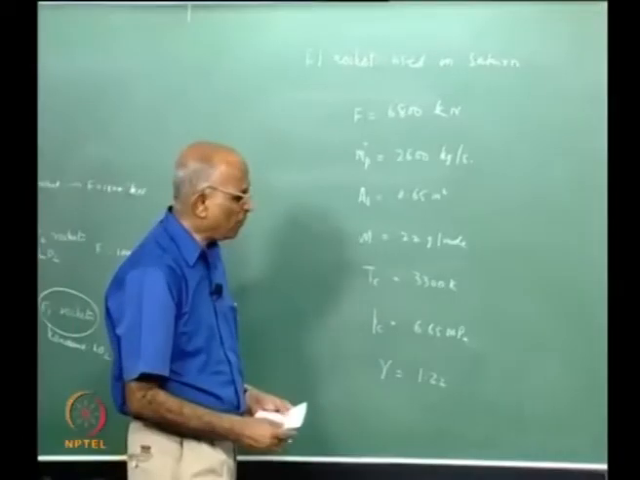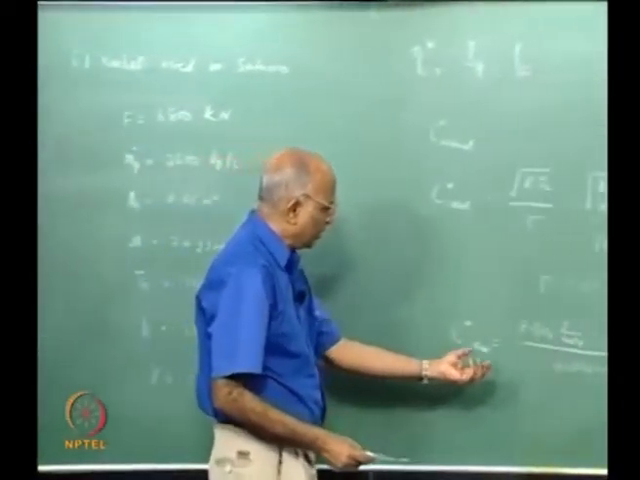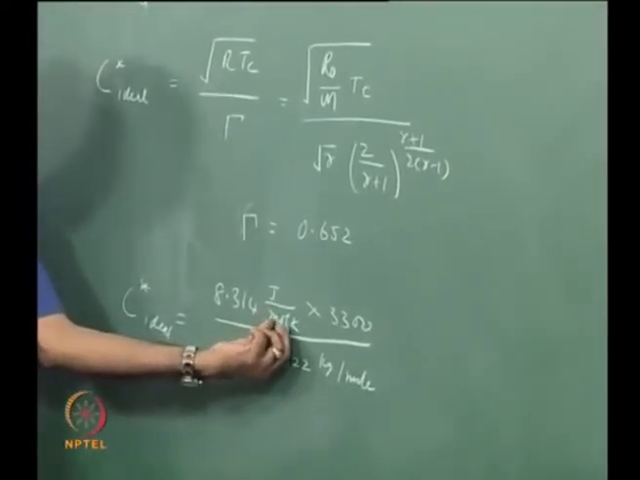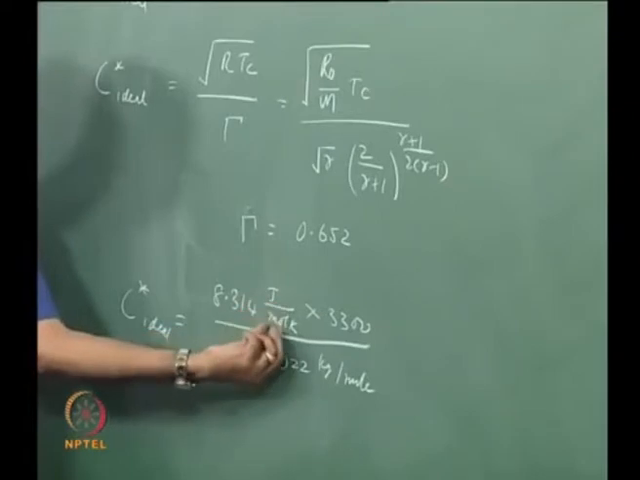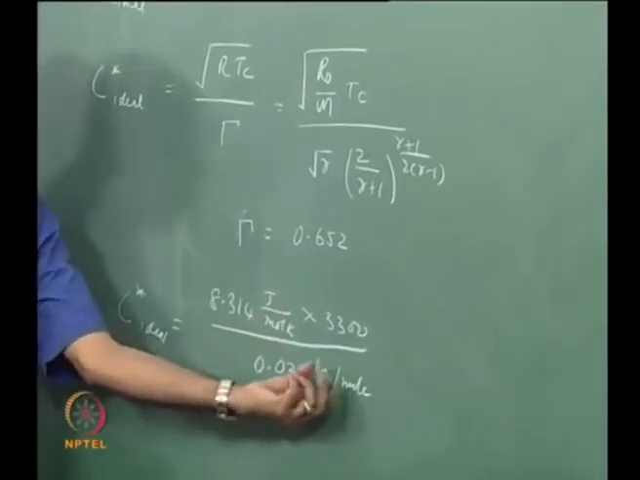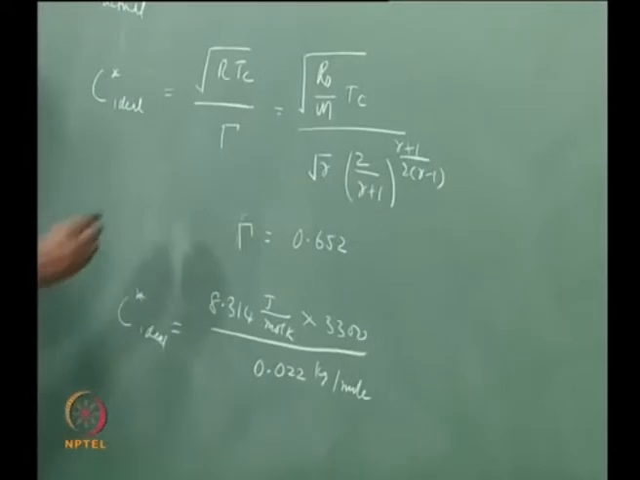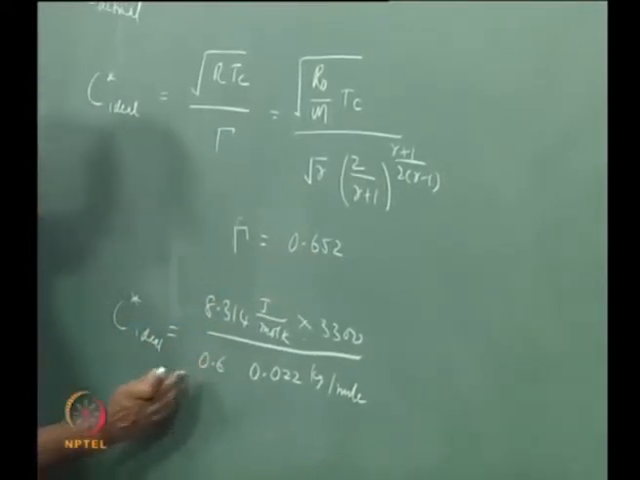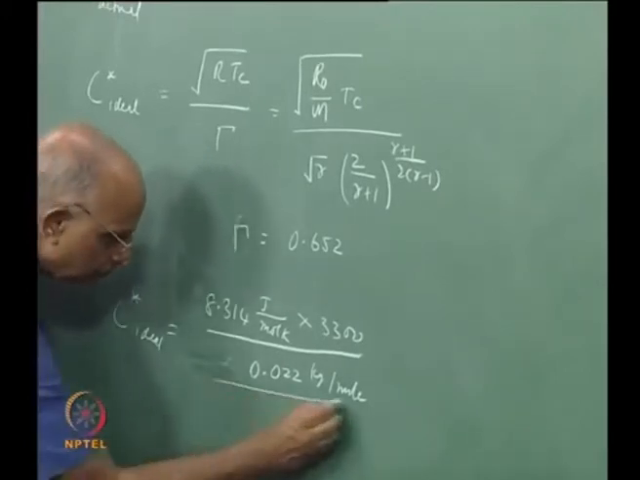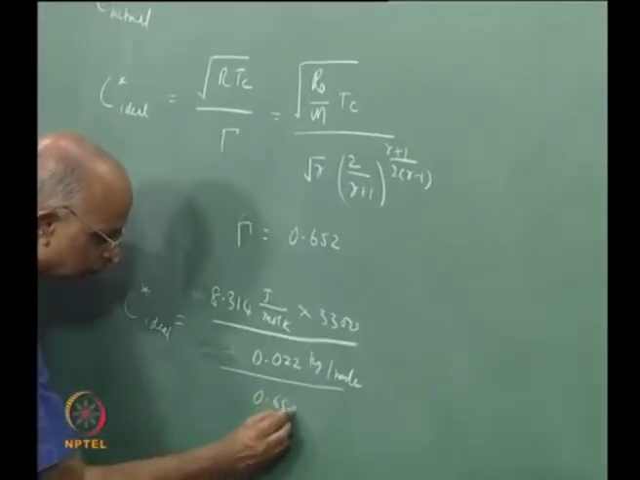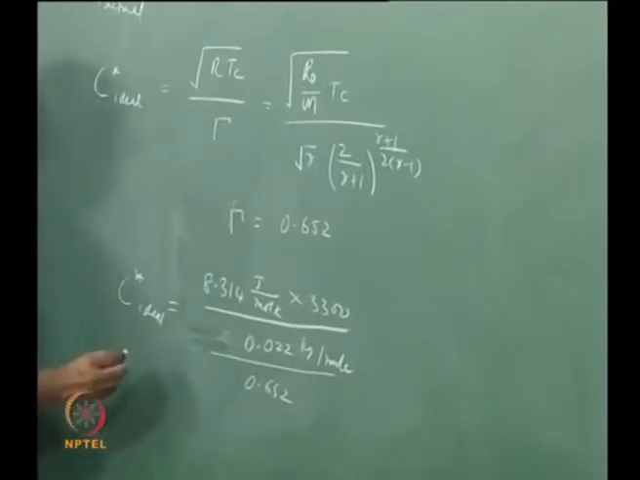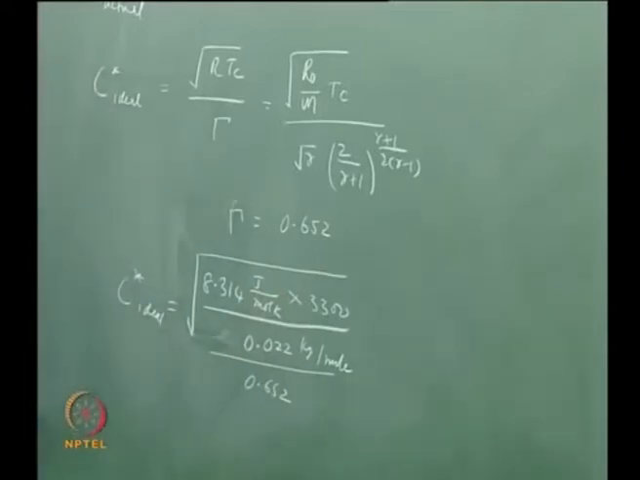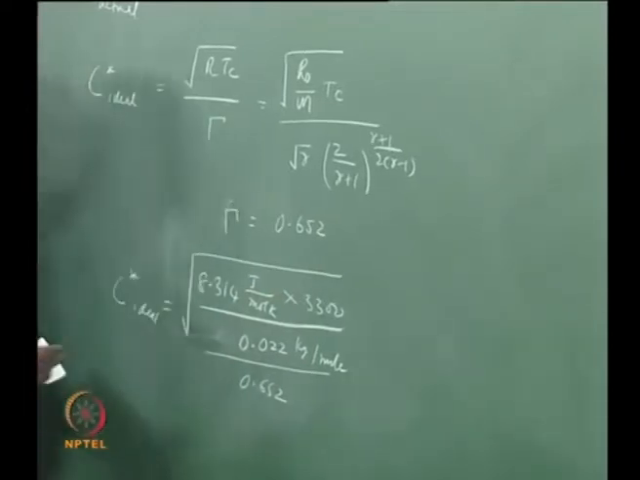This is important. Many of us, mainly I find students just putting 22 here, which is not right, because when I say mole I want the value of R in joule per kilogram Kelvin, and therefore it must be kilogram per mole, and the value of capital gamma we already said is equal to 0.652. And this must be in the numerator, and the value of C star ideal becomes 1713.